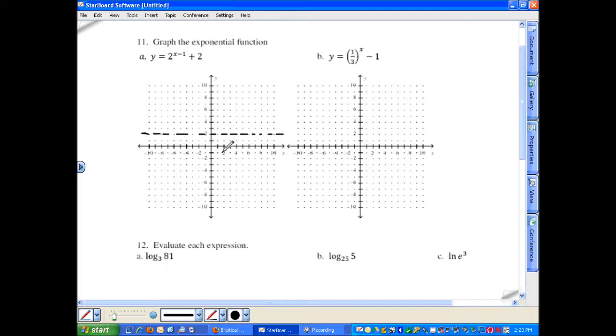And the next step is to find the Y-intercept by letting x equal 0. If x is 0, 0 minus 1 is negative 1. 2 to the negative 1 is 1/2. 1/2 plus 2 is 2.5, which is about right there. Now to complete the graph, we need some more points.